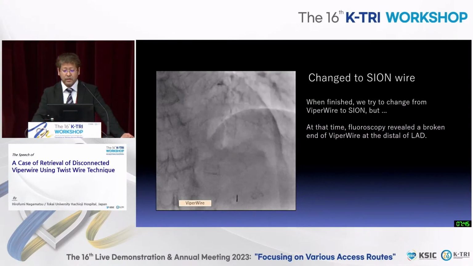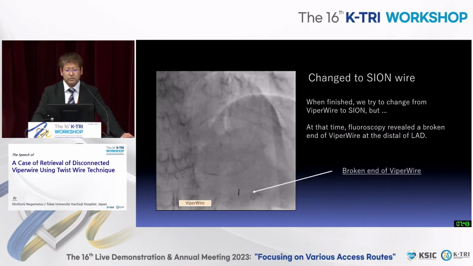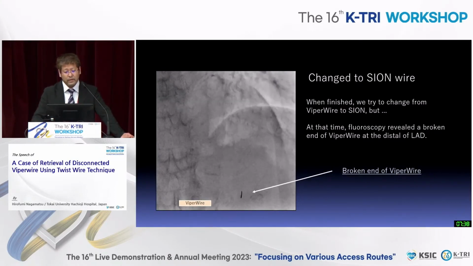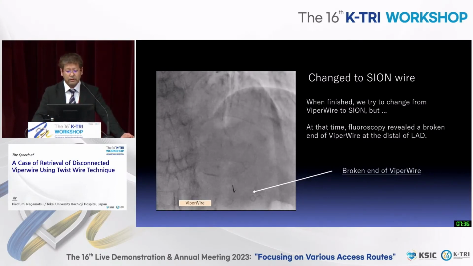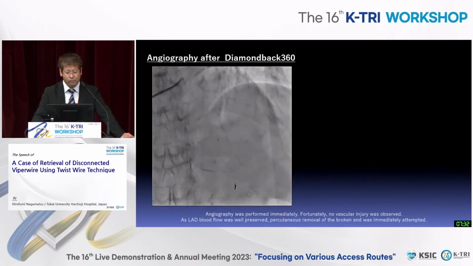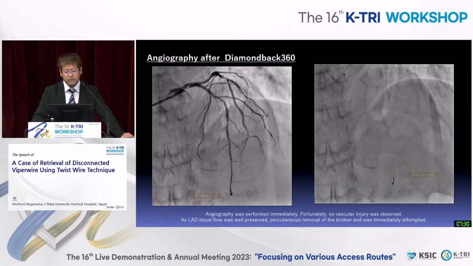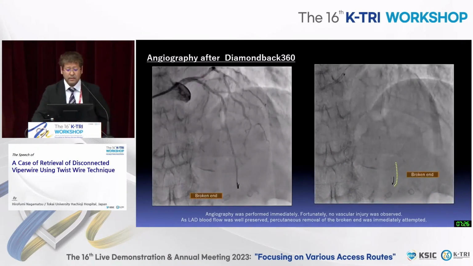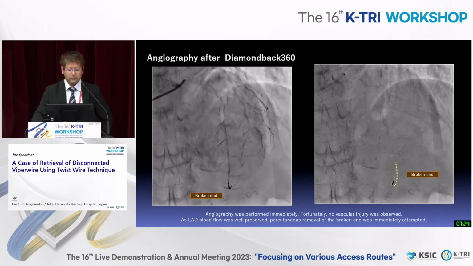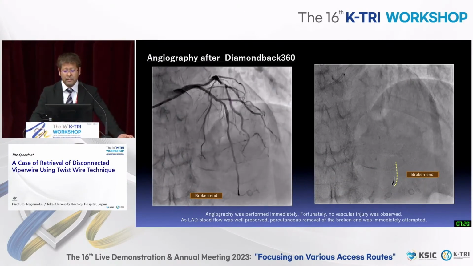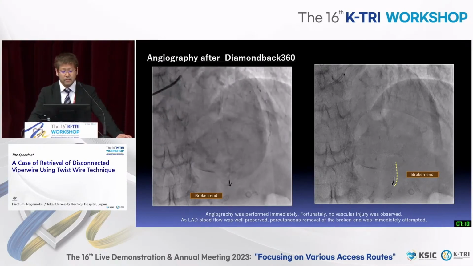When finished, we tried to change from the ViperWire to the Sion wire, but at that time, fluoroscopy revealed a broken end of the ViperWire at the distal LAD. Angiography was performed immediately. Fortunately, no vascular injury was observed, as the LAD blood flow was well preserved. Percutaneous removal of the broken end was immediately attempted.